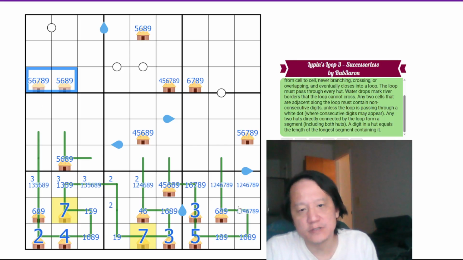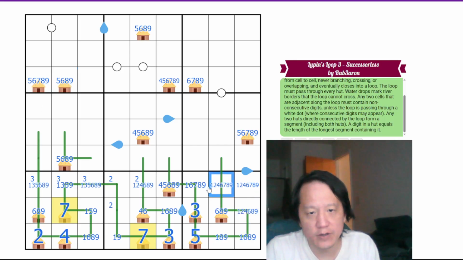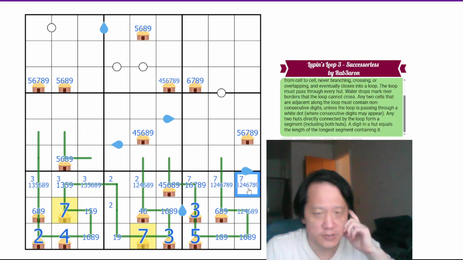This can't be 7 here. We have a guaranteed 7 in one of those 3 cells.